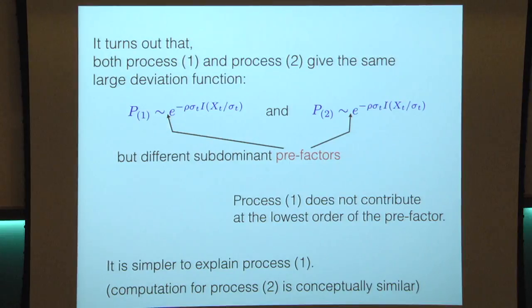Once you compute, it turns out that it will have this large deviation function. Both process one and two give the same large deviation function with different prefactors. The prefactor coming from process one is of order one, and the other is of order sigma t, so process two is basically the dominant process. This one is slightly simpler to explain, and once you understand how it works, it's not very difficult to find the other. So what I'm going to explain is this process: how do you compute this f for this one?